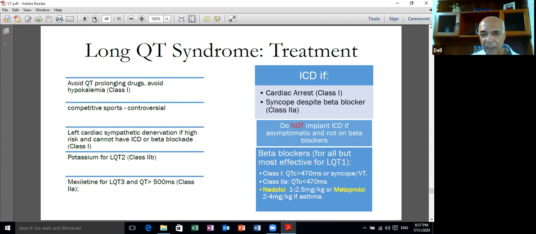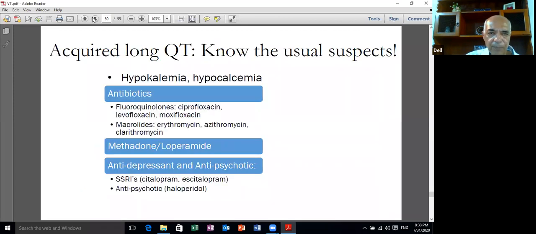So what's the indication for ICD? You cannot implant an ICD if the patient is responsive to beta blocker, but it's indicated for cardiac arrest and syncope despite being on beta blocker. The two beta blocking drugs considered for this condition are Corgard or nadolol, which was previously present in Egypt, no longer now, but metoprolol is present and is effective in these conditions.